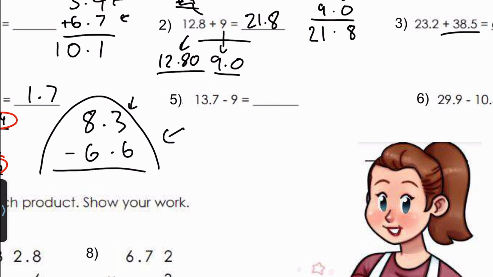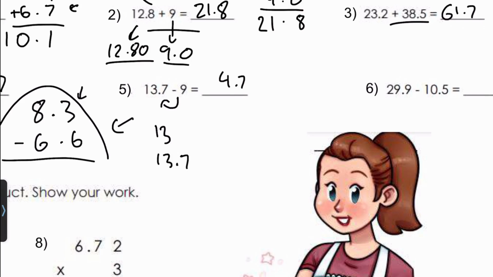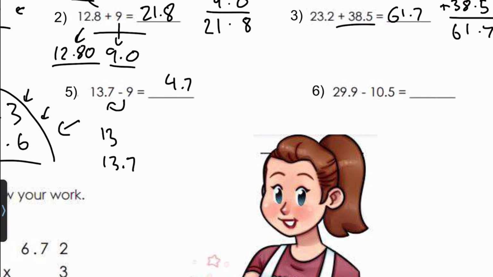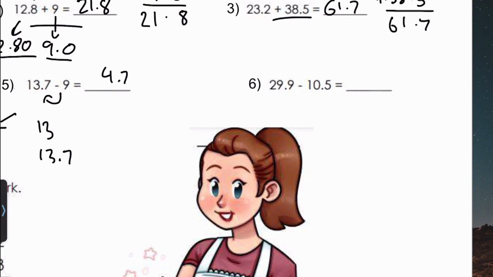And again here, you can see the difference between 9. How do you get from 9 to 13.7? If you add 4, you're going to get to 13. If you add 0.7, you're going to get to 13.7. So your answer is going to be 4.7. So you do it a lot quicker than doing this. If you get into the habit of doing that, it's great. Just make sure you don't make mistakes.